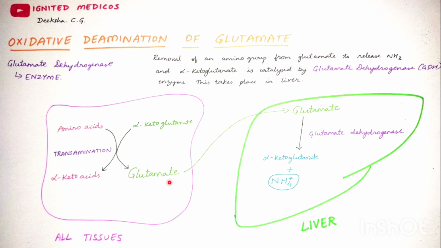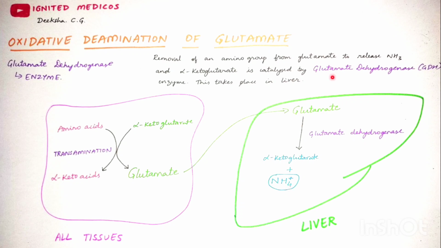This glutamate will now be transported into the liver, and this process is occurring in all tissues. This glutamate enters the liver to undergo the process called oxidative deamination. We'll get ammonium from this process. This ammonium will enter the urea cycle, and then we'll get urea from there.